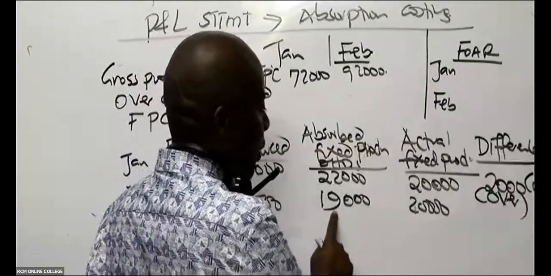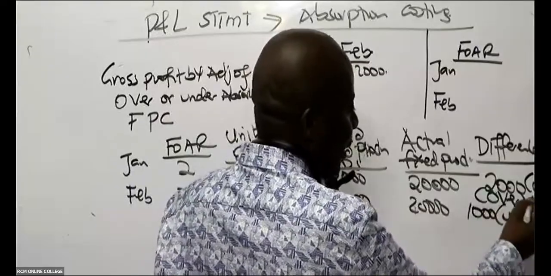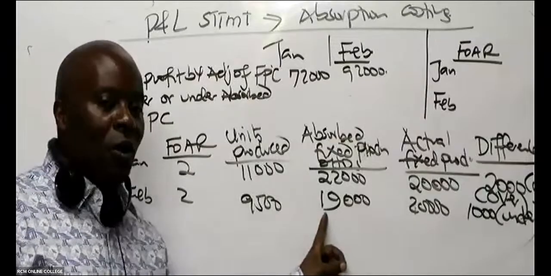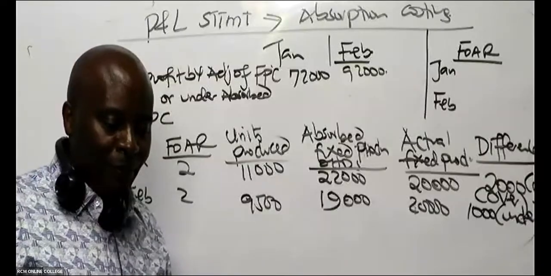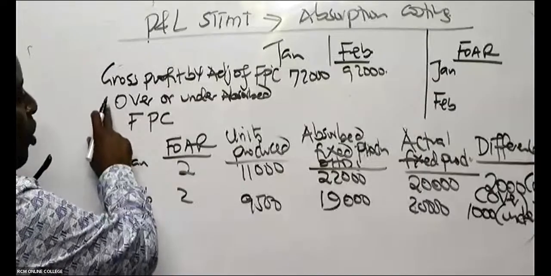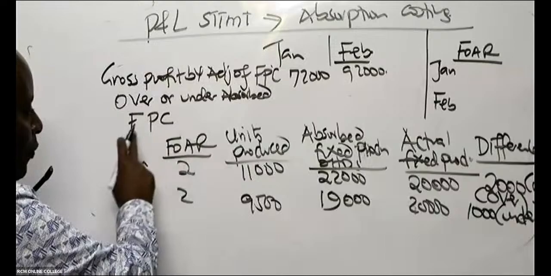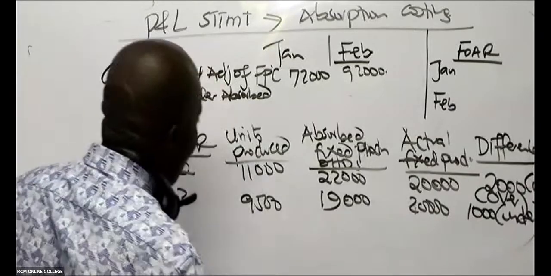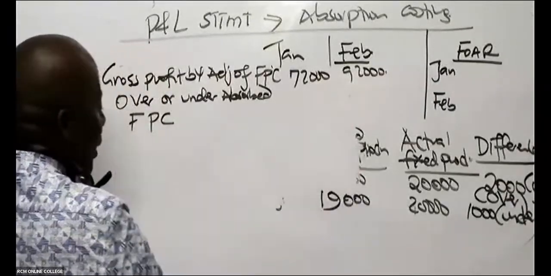How about this and this? 1,000, isn't it? And now it is what here? It's under, because the absorbed is smaller. We absorbed little. So is that okay? Then you come and take this over or under absorbed fixed production costs. Now we have the figures. Now I'm so happy.